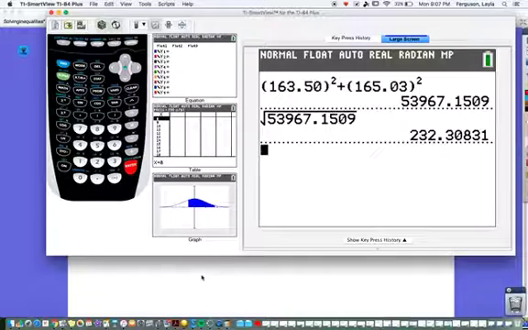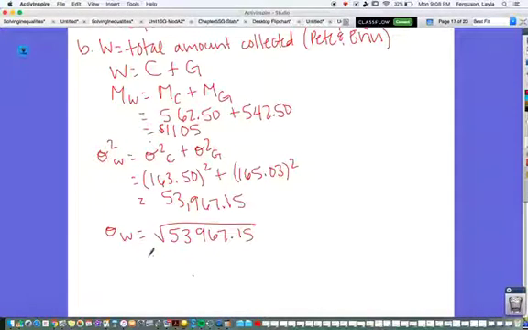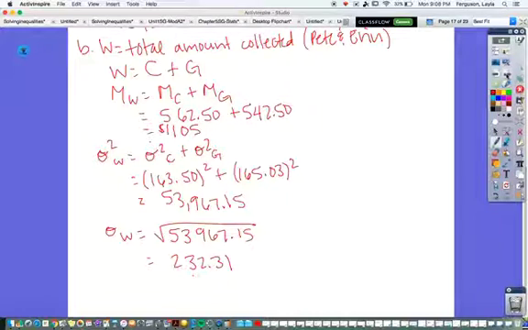And that would give us 232.30831, but because we're talking about money, we would round that up to 0.31. So 232.31. So basically that means that the standard deviation of the total amount that they collect would be $232.31.